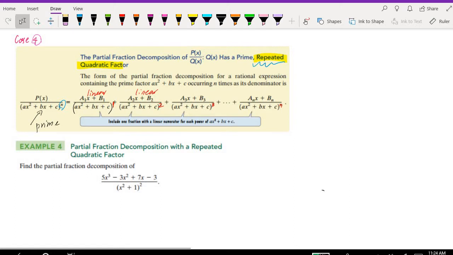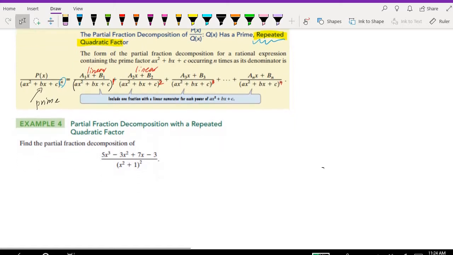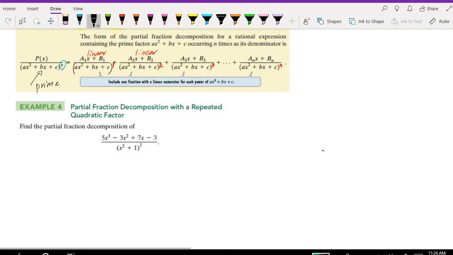Alright, let's go ahead and take a look at example 4. So example 4, we're finding the partial fraction decomposition of 5x to the third power minus 3x squared plus 7x minus 3, over x squared plus 1, the whole thing, and then the outside is the second power. So we're going to look at inside the parenthesis first. So it's x squared plus 1, because it's a second power here. So we can't use case 1 or case 2.